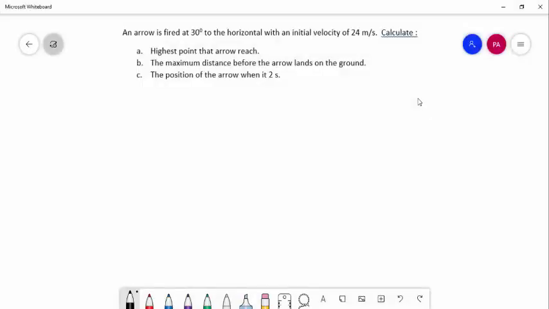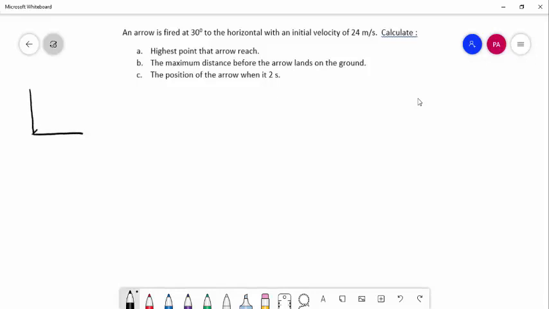Okay, then this is the example for projectile motion. An arrow is fired at 30 degrees up to the horizontal with an initial velocity of 24 meters per second. Calculate A, the highest point that the arrow reached, B, the maximum distance before the arrow lands on the ground, and C, the position of the arrow when it's 2 seconds. So first of all, we need to find the x component and y component. We just draw the arrow here.